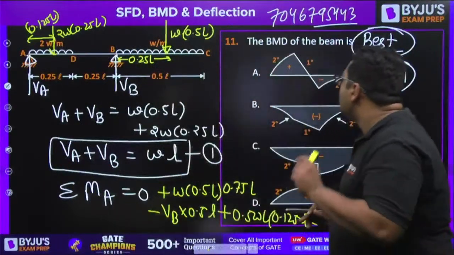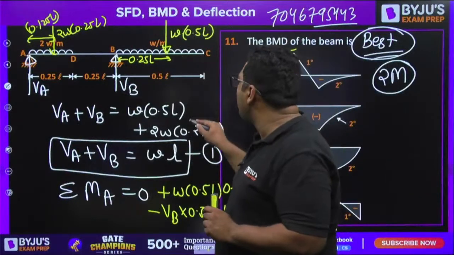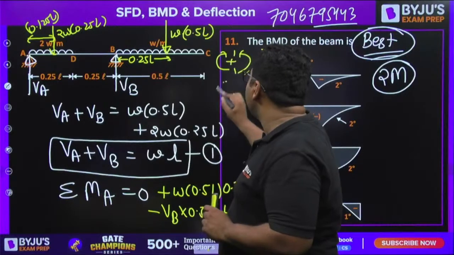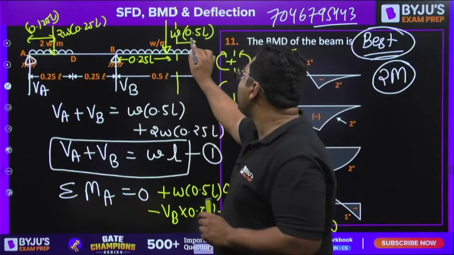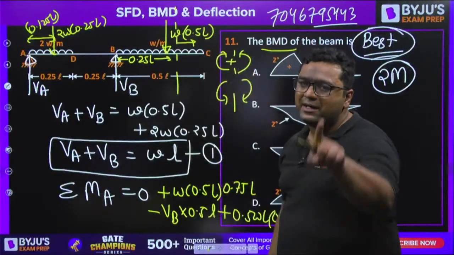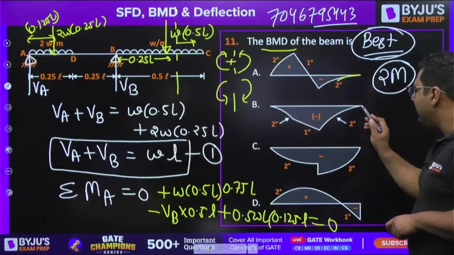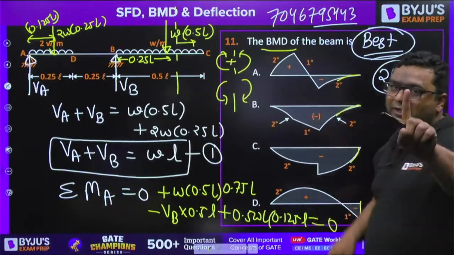You can see, we are going for BMD. So you can see this loading diagram. You know this is going to be the sagging and this is going to be the hogging. If I take any section here, to the right hand side, this loading is doing hogging. So from the right hand side, bending moment should be negative. Bending moment is negative here, negative here, negative here. So any of the 4 can be correct.